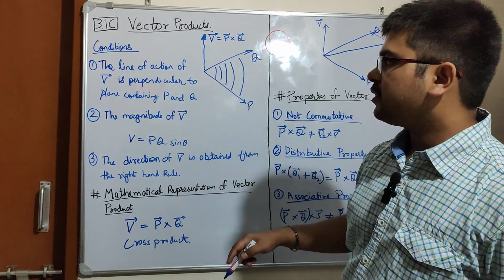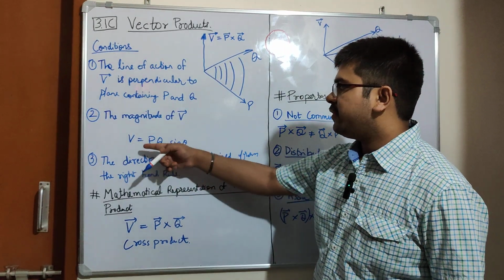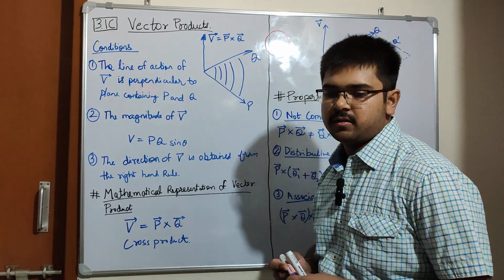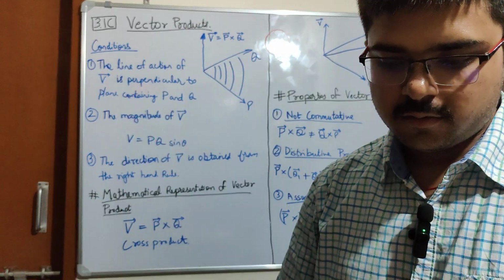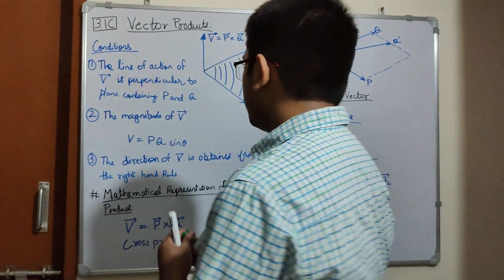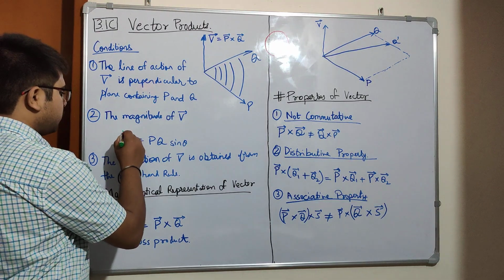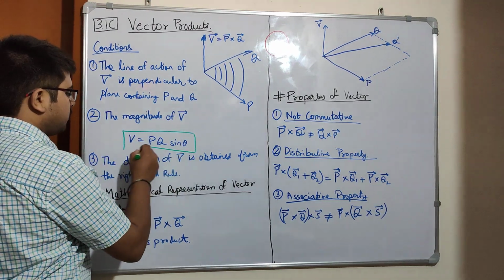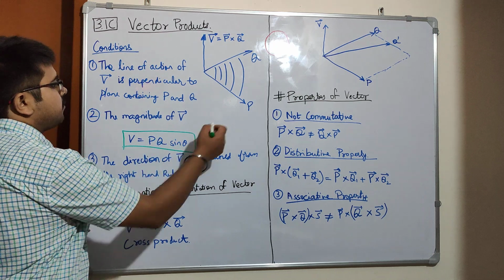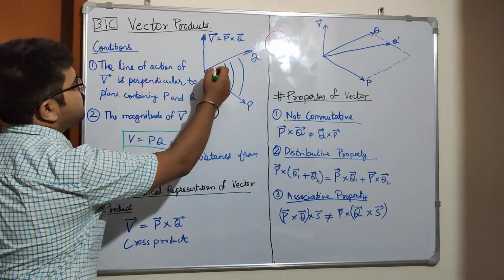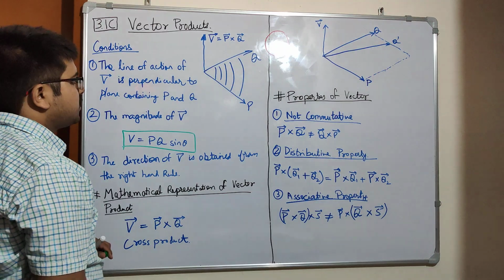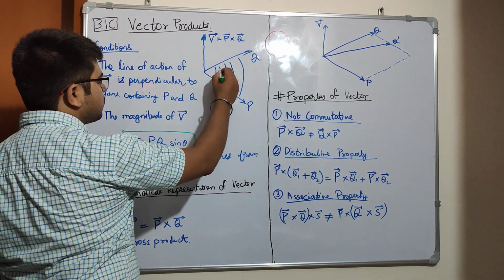Second, the magnitude of vector v is equal to pq sine theta. So v vector has the magnitude pq sine theta. p and q and the angle between them, that is theta. Theta is this.